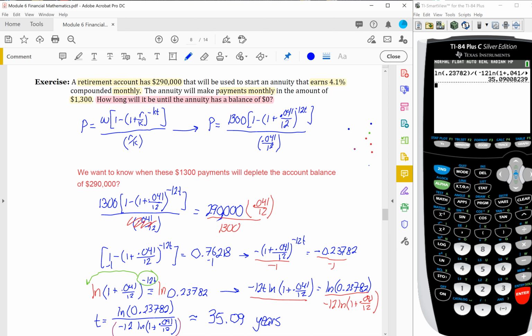Okay, now this finishes all the examples I had for chapter 6.2 and 6.3 for savings and payout annuities. And this should be all the examples that you need for your homework.